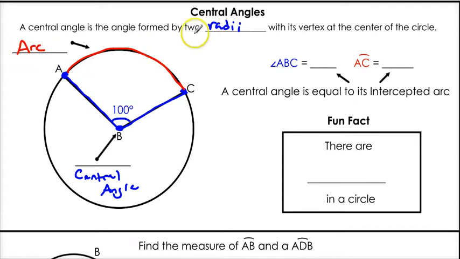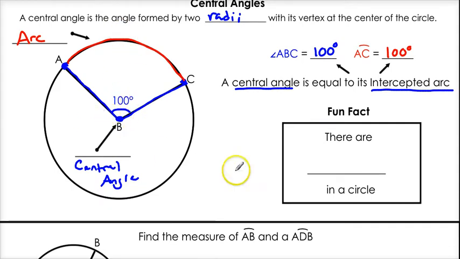And the really important part that you need to know right now, this is the big thing, is that the measure of the central angle is always equal to the intercepted arc. All right? That means if angle ABC, my central angle, is 100 degrees, then the measure of my arc is also 100 degrees. And that's just how it works. Now that's what we're going to be focusing on for most of this lesson, okay? Central angles and arcs and their measures. And we know that they're equal.